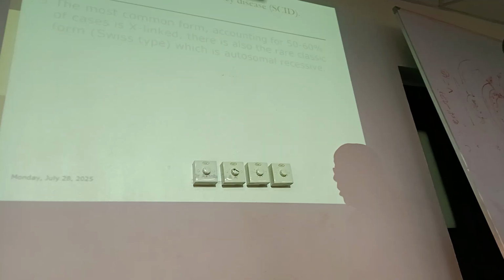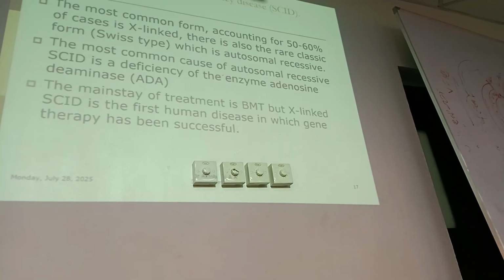Okay, so you have the severe form. The most common form, accounting for 50 to 60% of this, is the X-linked, which is also seen in males. There is also the rare classic form, which is the autosomal recessive severe combined immunodeficiency. The most common cause of autosomal recessive severe combined immunodeficiency is deficiency of the enzyme adenosine deaminase. So the mainstay of treatment is bone marrow transplant. Okay.